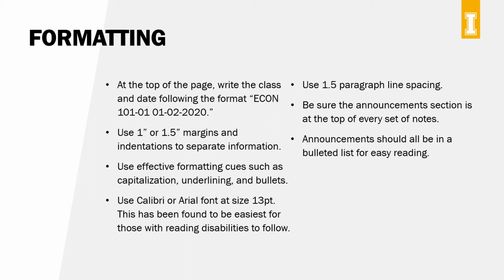Use effective formatting cues such as capitalization, underlining, and bullets. Use a sans serif font such as Calibri or Arial in size 13. This is the easiest to read on a screen and is the easiest for those with reading disabilities to follow. Use 1.5 paragraph line spacing. Be sure the announcement section is at the top of every set of notes, and make sure that the announcements are in a bulleted list for easy reading.